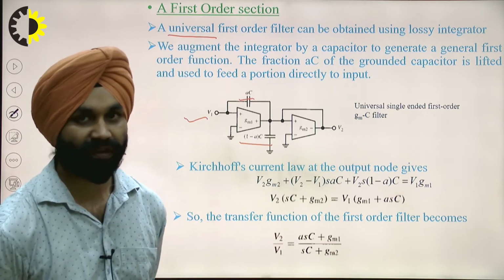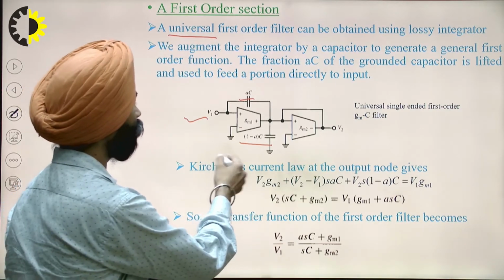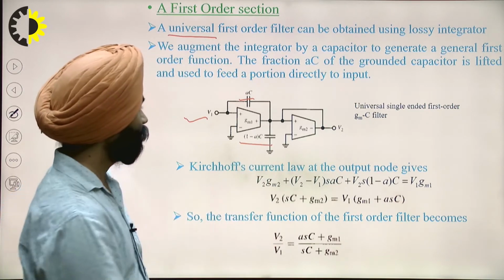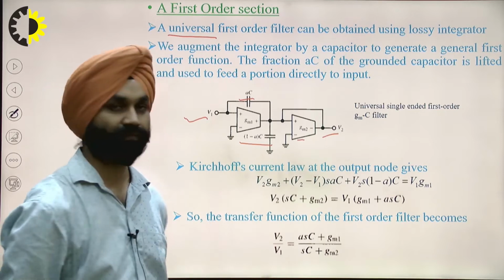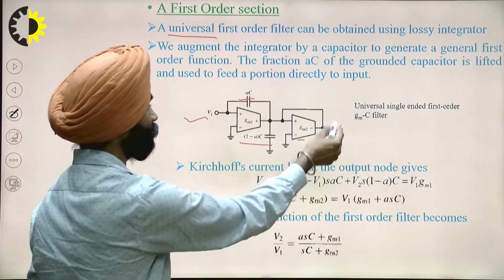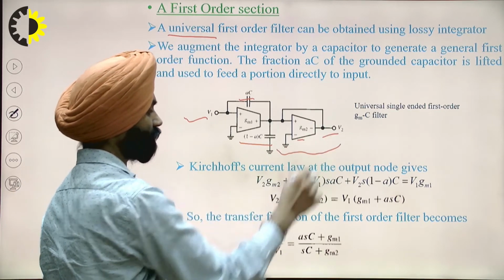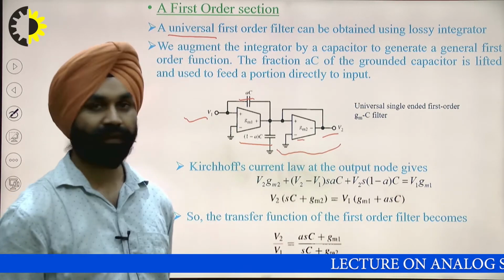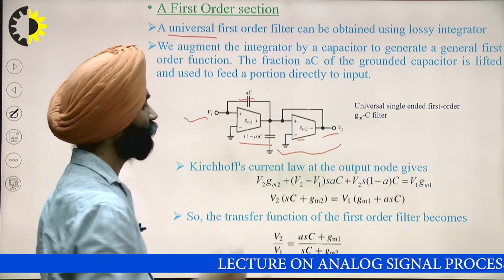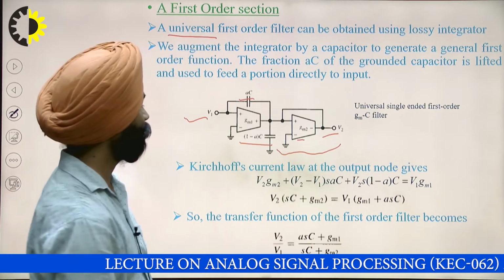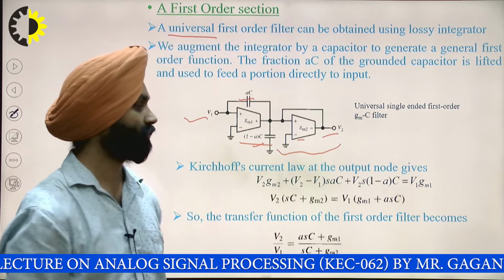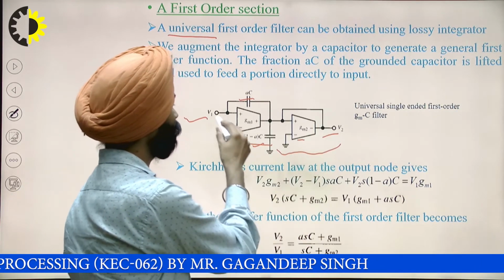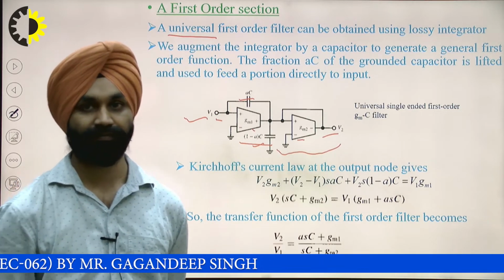If we apply Kirchhoff's current law to the output, then to the whole circuit, it can be taken as Gm2 into the output, into (V2 minus V1) into ASC, the feedback loop, plus V2 as (1 minus A) for this one. This whole circuit will be equal to Gm1 into Vin, the current.